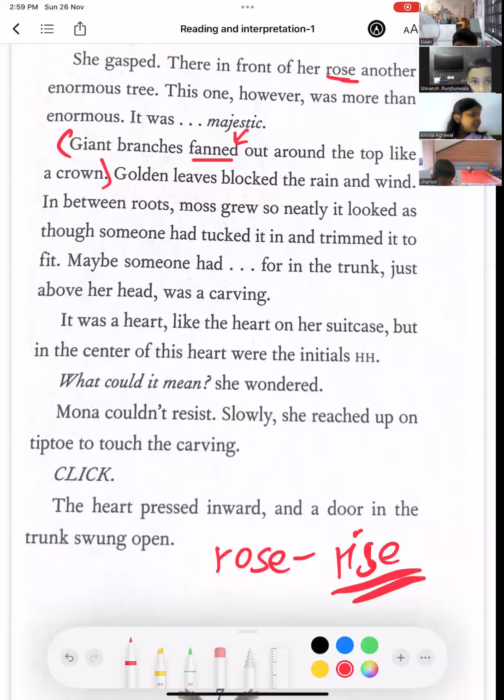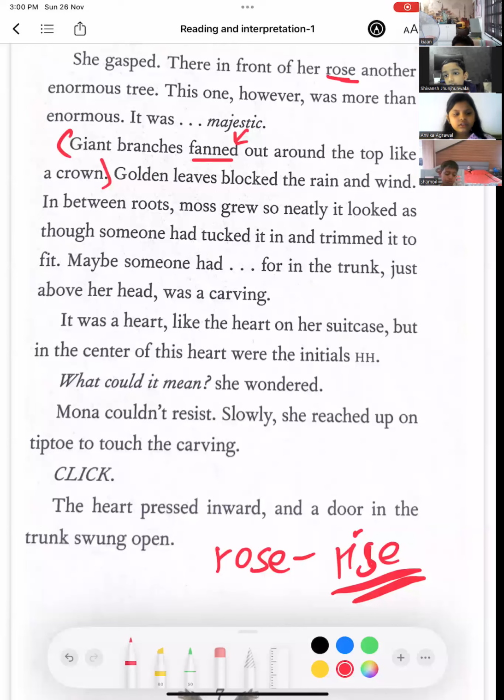Can you give me a synonym for enormous? Big. Large. A better word? Large, big, humongous. Very good. Anything else that's coming to your mind? Gigantic. Ginormous. Humongous. Titanic.